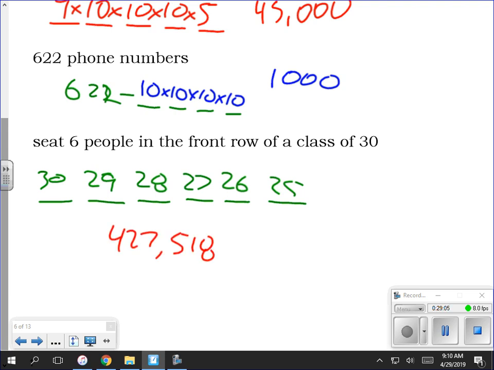427,518,000. That's how many I can do. Now this is actually a permutation here, because order matters how I pick kids. So on the combinations, I'm not saying, okay, you first 6, just pick a seat in the front row. I'm saying you sit there, you sit there, you sit there, you sit there, you sit there, you sit there. Okay, and that's how that works.